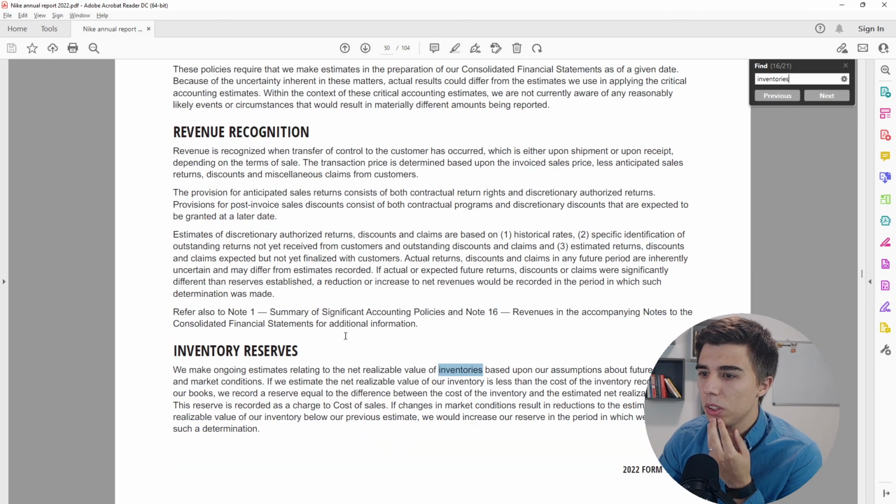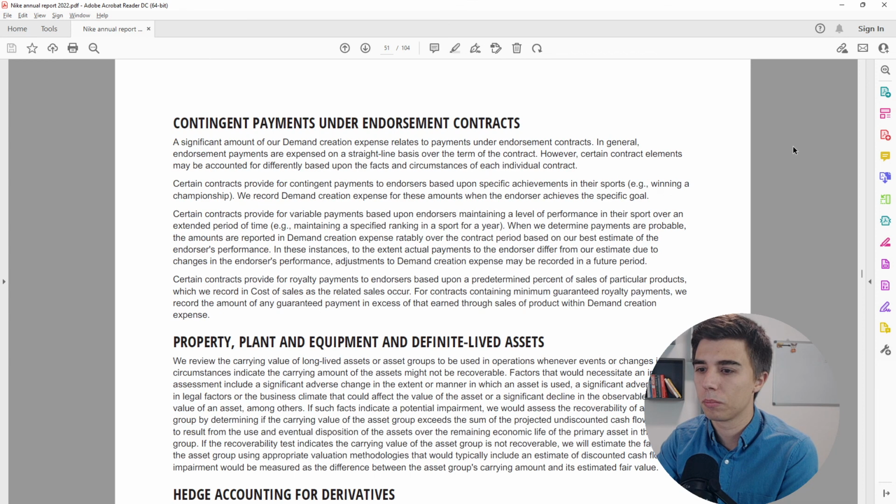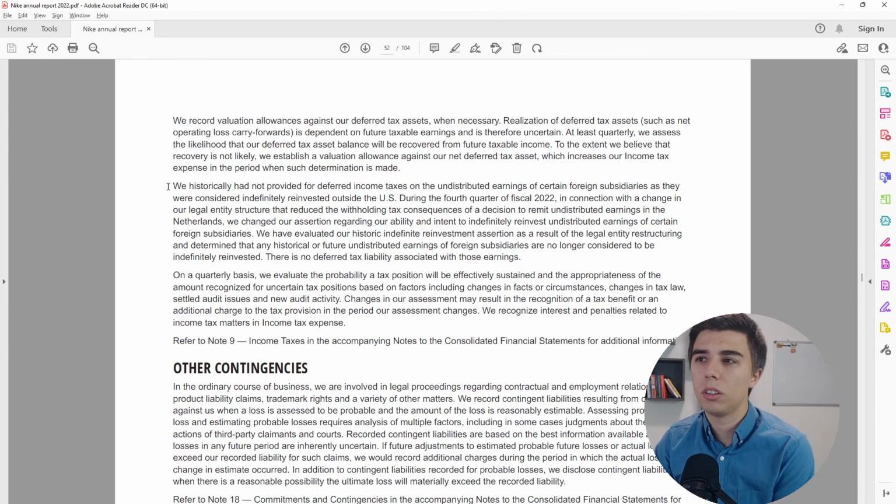No, but nothing really to... We make ongoing estimates related to the NRV of inventories. Yeah, this isn't really useful, inventory reserves. I mean, of course, they want to have enough inventory if the demand increases, but at the moment, it's a bit too high. And this NRV is basically if they expect that their products will be sold for less than what it actually costs them to make, then they have to reduce the amount that's on the balance sheet. But yeah, I'll wrap it here.